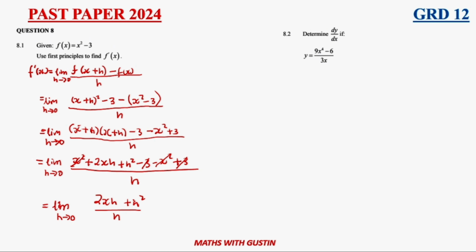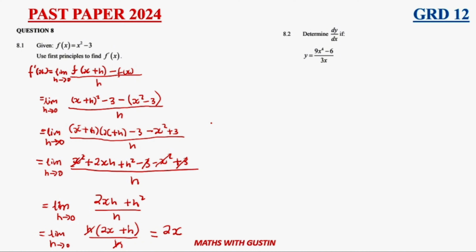So what can we do here? We see that we've got a common factor of h. We can take out h as a common factor at the top. Okay, we take out h as a common factor here. h is a common factor, 2x plus h here. Therefore, close bracket, divided by h. If we divide by h, therefore h and h would cancel out, and as h approaches 0, we will be left with 2x.